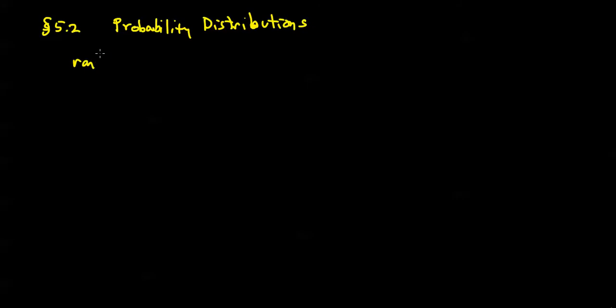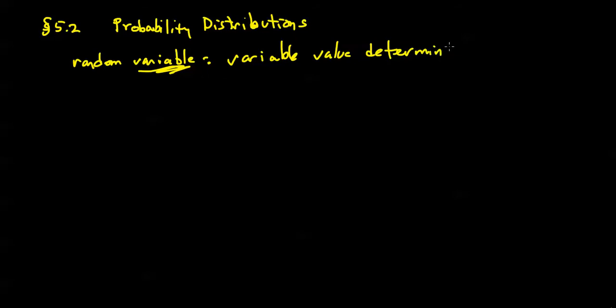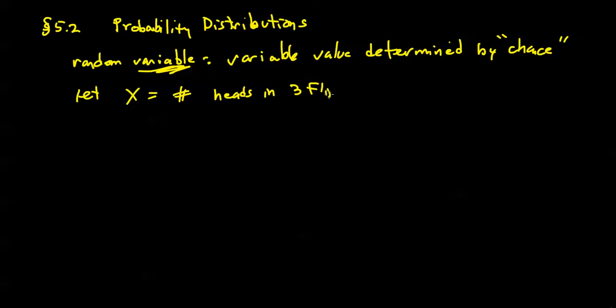Alright, first I want to define a random variable. A random variable, well, the first thing it is is a variable, just like x, y, z in a first algebra course. A random variable is first and foremost a variable whose values are determined by chance, a probability type experiment. I'm going to define a random variable here. Let x equal the number of heads in 3 flips of a fair coin.